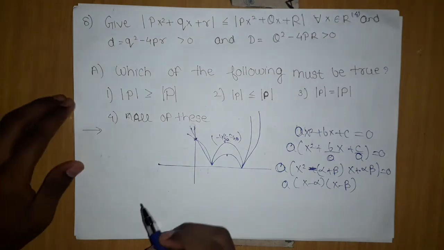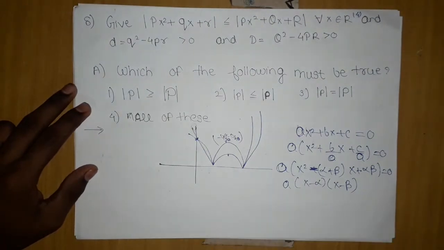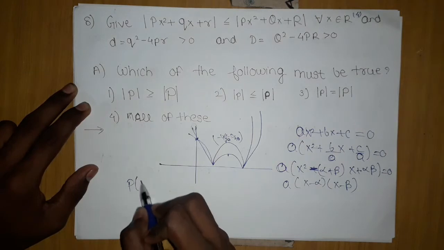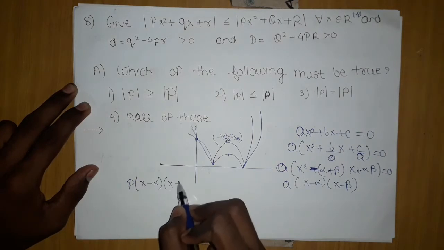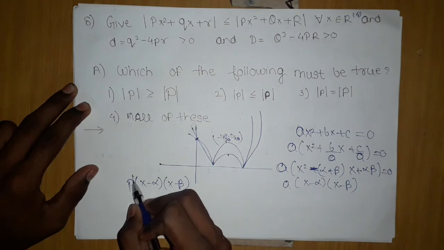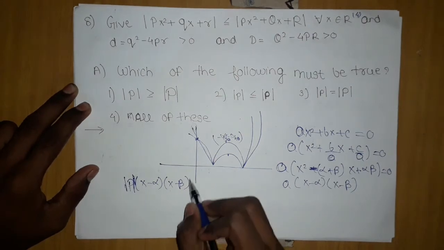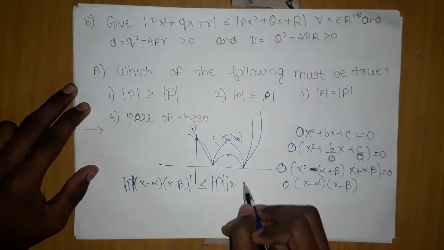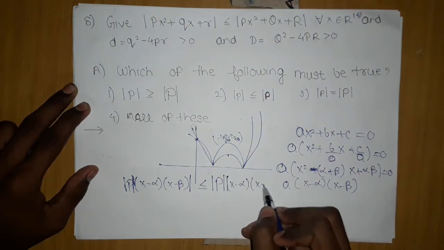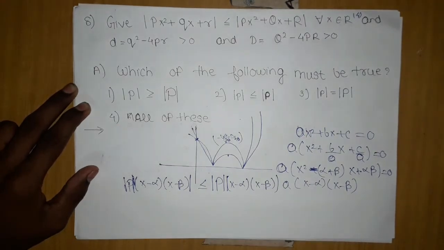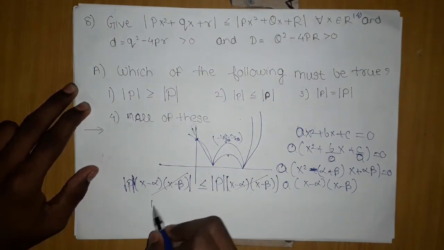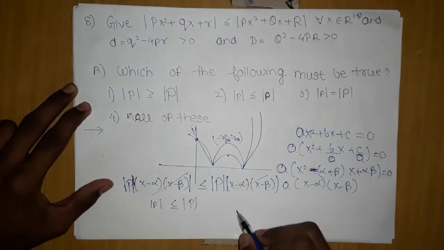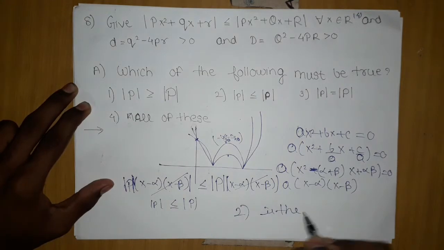Now see how we will apply this. The roots are the same, so I will bring the small p: this is modulus of small p, times x minus alpha, x minus beta, and this is capital P, times x minus alpha, x minus beta. Sorry for the handwriting. Now these factors are the same, so we can eliminate them. This gives mod small p should be less than or equal to mod capital P. Is there any option? Yes, the second is the answer.